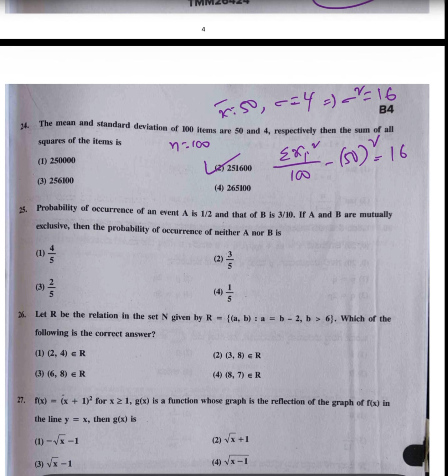The probability of occurrence of neither A nor B. They have given A and B are mutually exclusive, which means P of A intersection B is 0 here. So we want P of neither A nor B, that is clearly 1 minus P of A union B, 1 minus of 1 by 2 plus 3 by 10 minus P of A intersection B, which is 0. So after solving this, what we'll get is 1 minus 8 by 10, so that is 1 by 5.